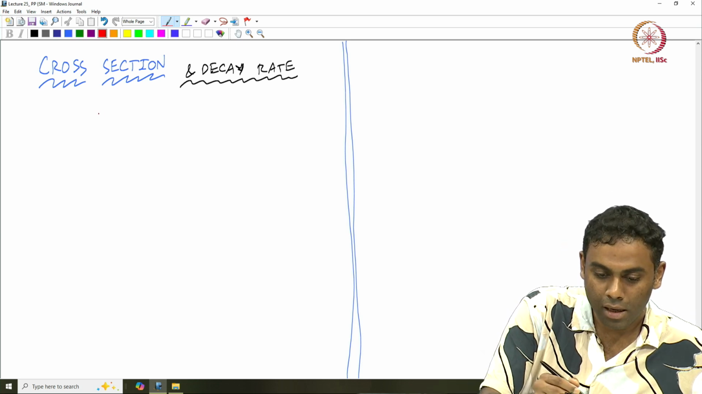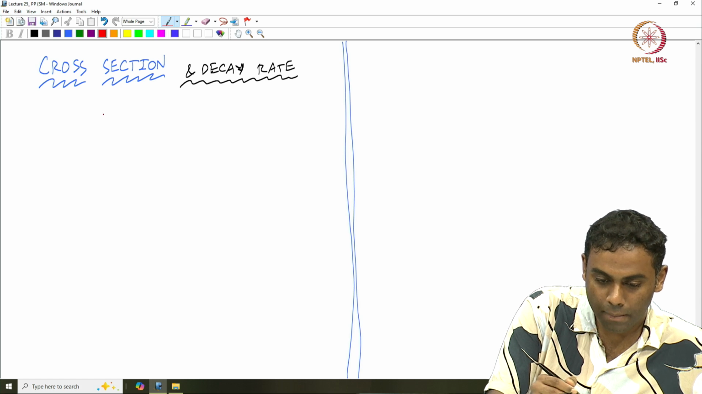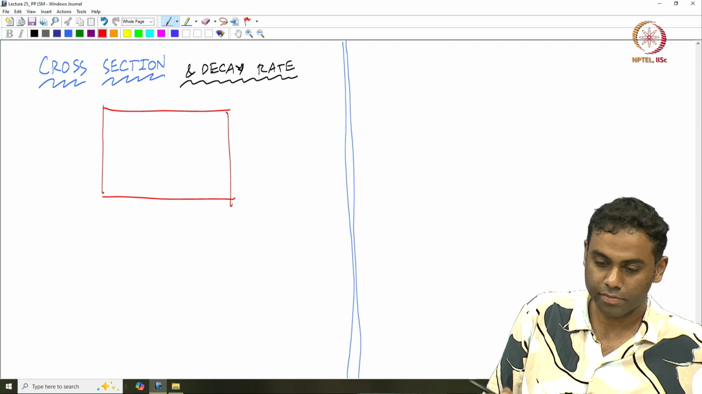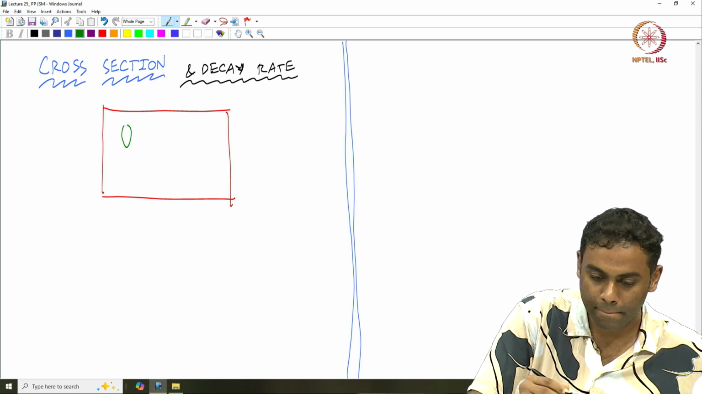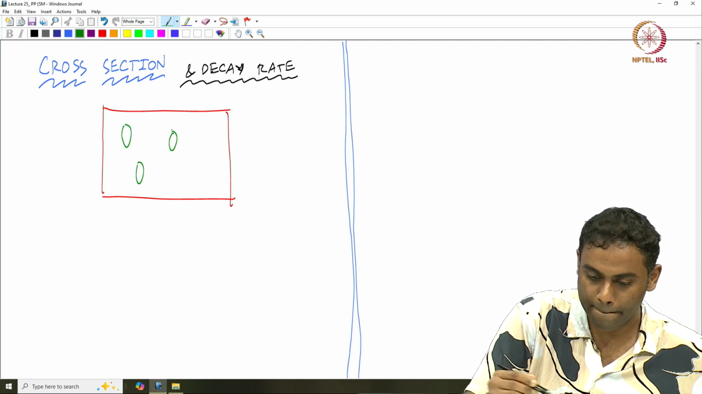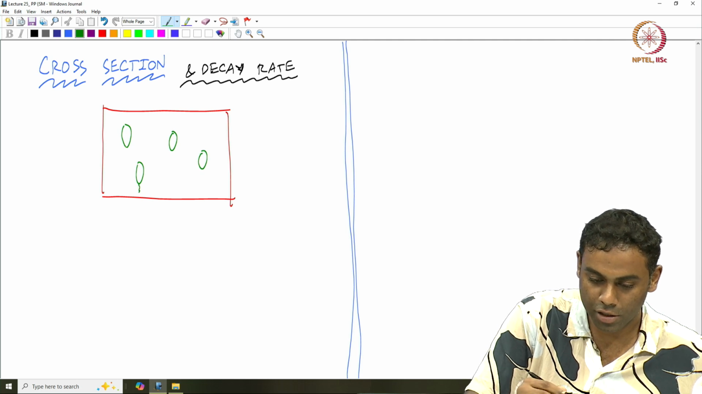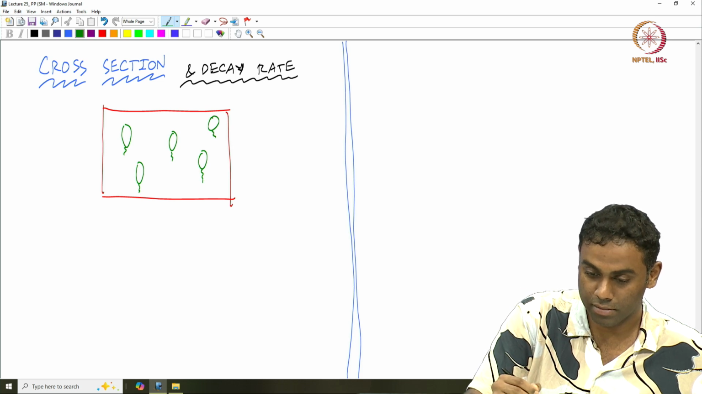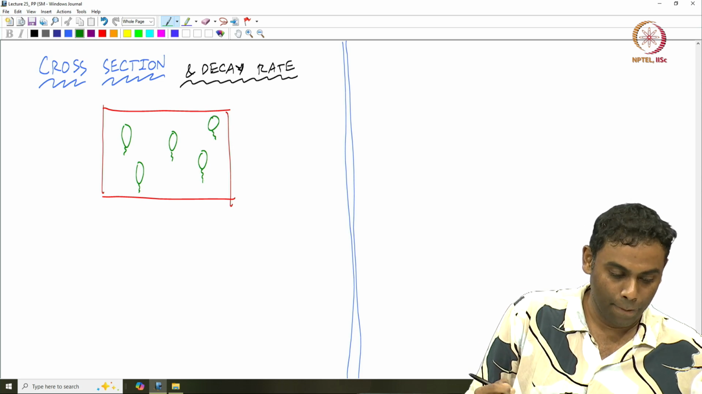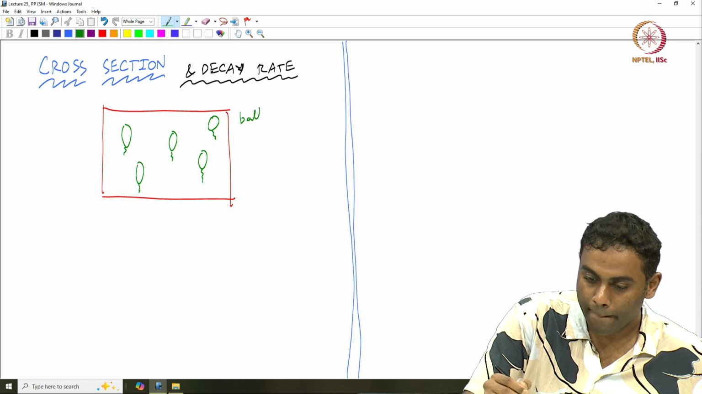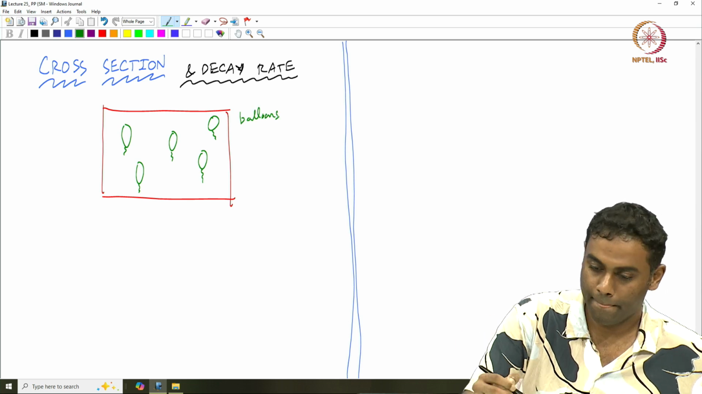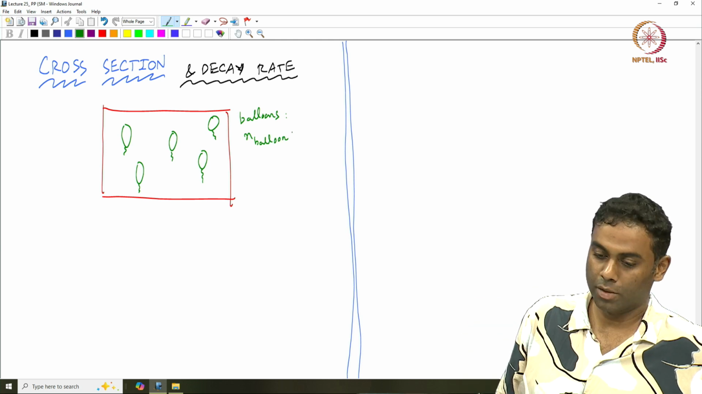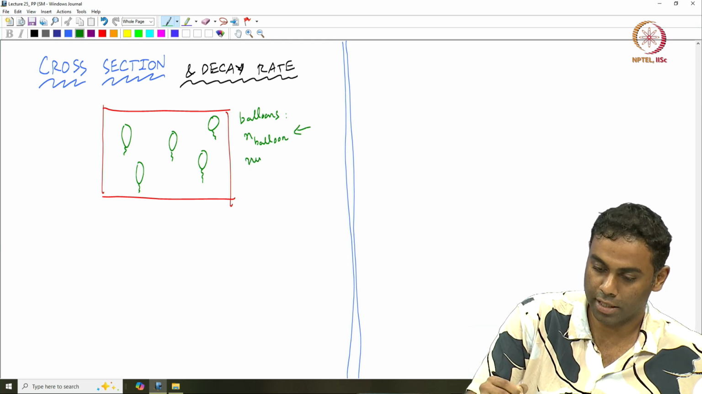I'm going to say, let's take a box filled with balloons. Okay, my drawing skills are not that great. So I have a bunch of balloons. And I determine the number density of the balloons. I'm going to call it n balloon. So let me just write it, number density.